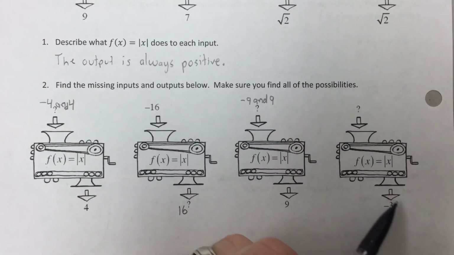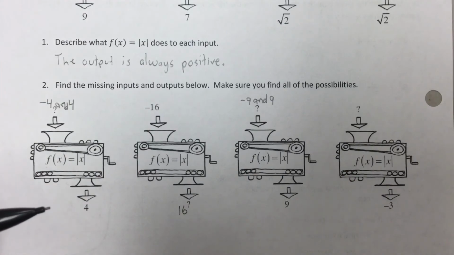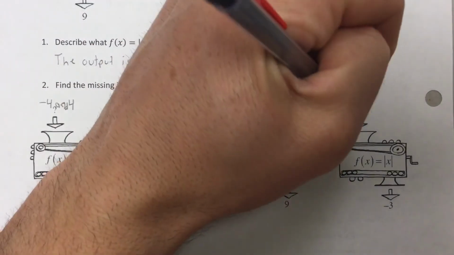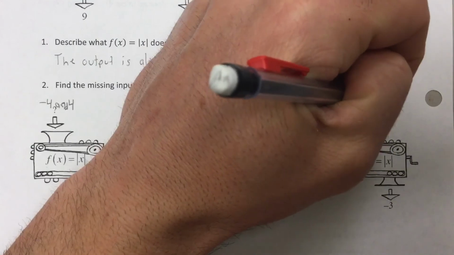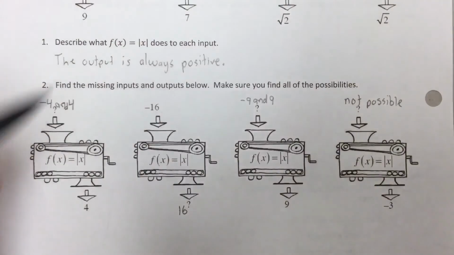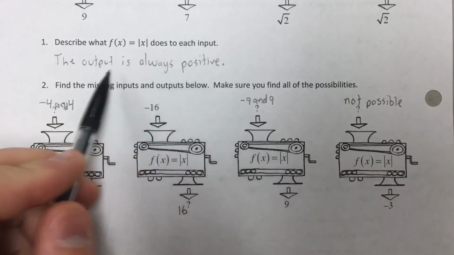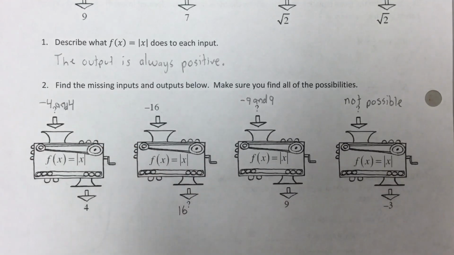And is it possible for me to get -3 out? So is it possible for me to take the absolute value of something and get a -3 out? No, it's not. So this is not possible. Again, the reason it's not possible is because the output for an absolute value is always positive. Here, the output's negative, so it's not possible.